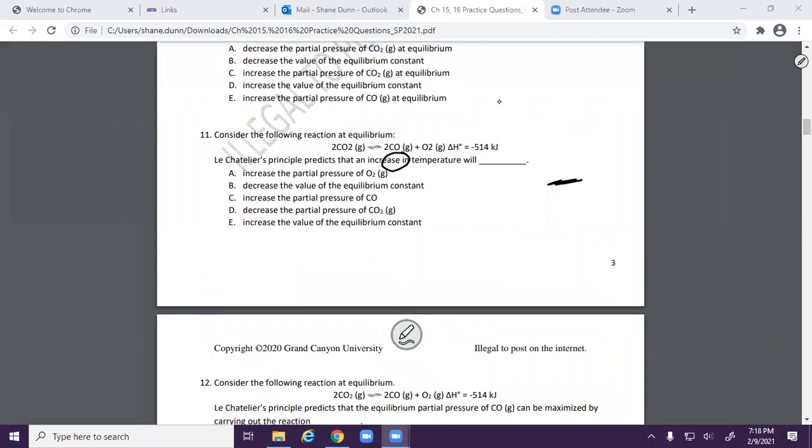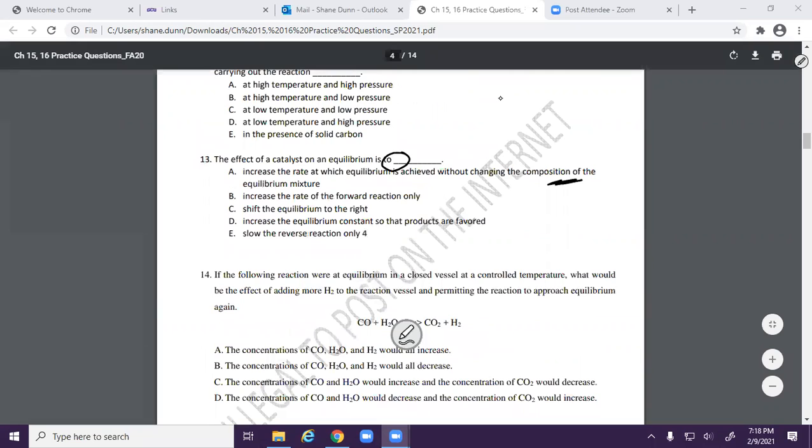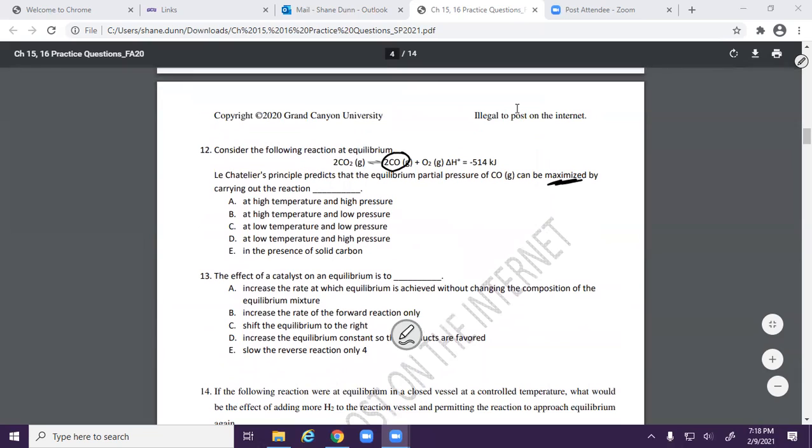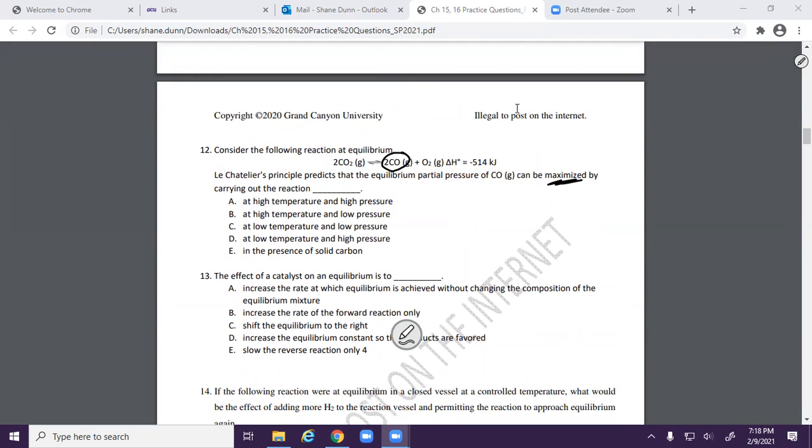Yes, number 11 was B, yes. Okay. Cool. Okay, it's products. So I want to make as much products as possible, correct?